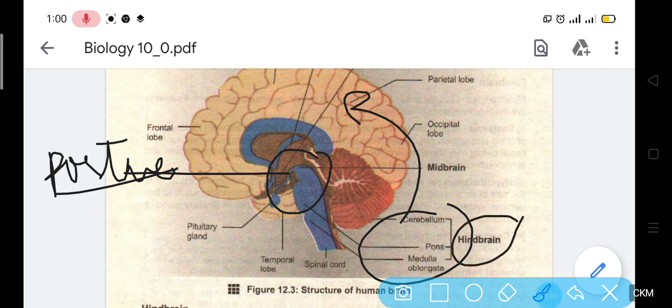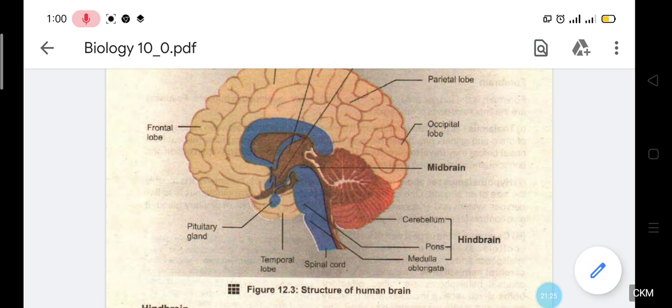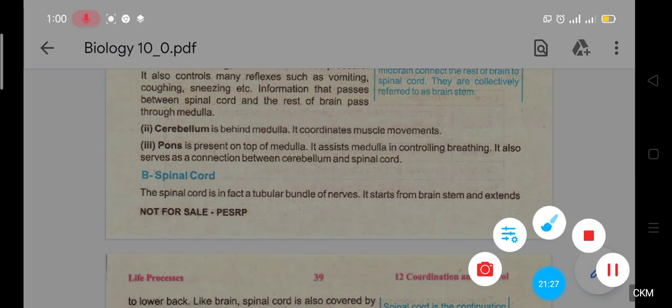Now let's discuss the third part, the hindbrain. The hindbrain has three major parts. One is the cerebellum, another is the pons, and the third is the medulla oblongata. If you look at this, this is the cerebrum, this is the pons, and this is the medulla oblongata.